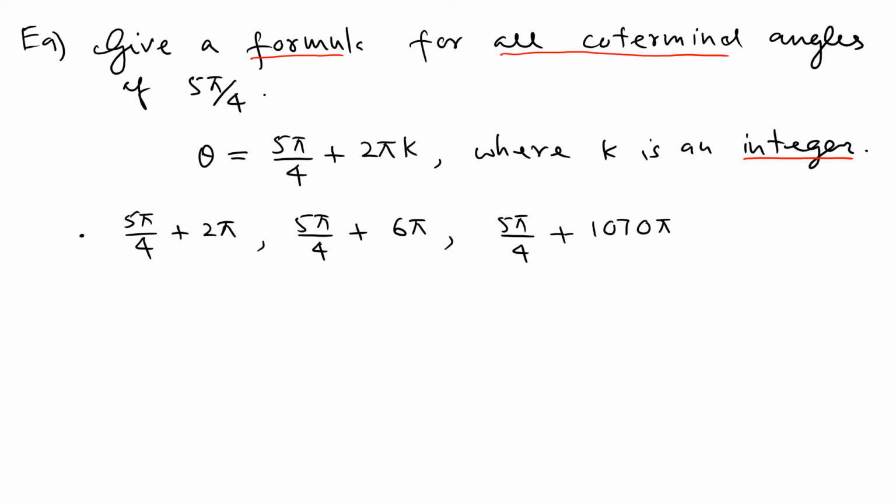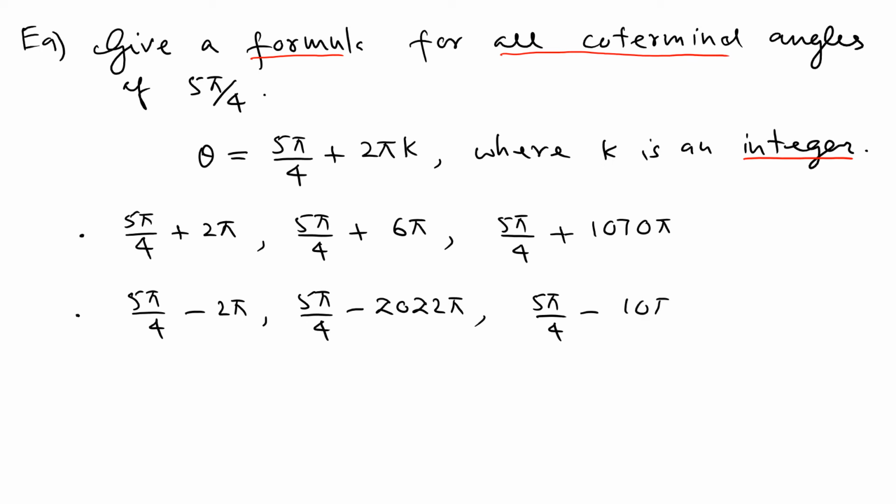Those are all positive. You get the negatives like 5 pi over 4 minus 2 pi, and then you can say 5 pi over 4 minus 2022 pi, or 5 pi over 4 minus 10 pi, things like that. Those are all coterminal. There are infinite numbers like that. So those are all coterminal angles.